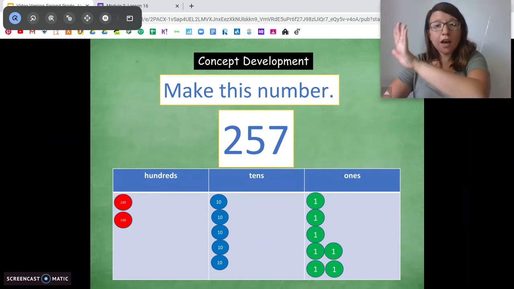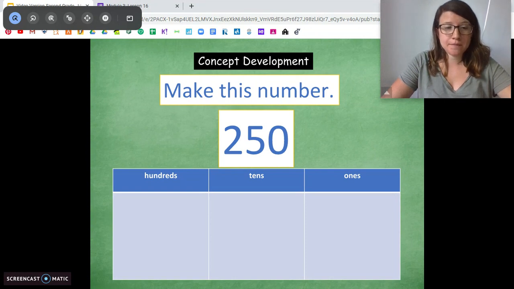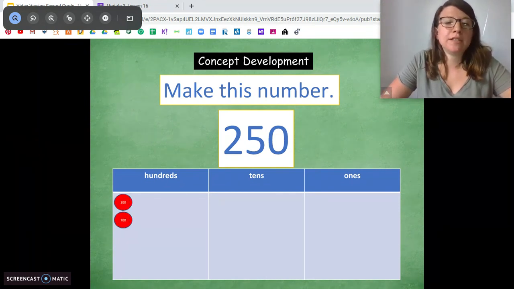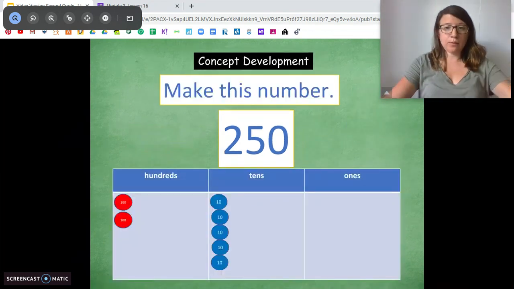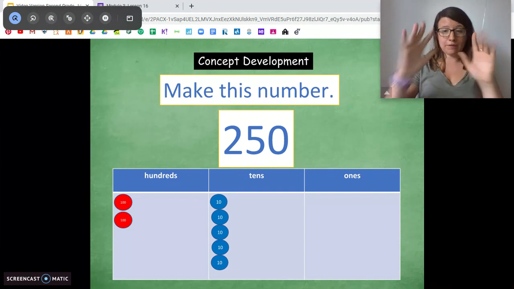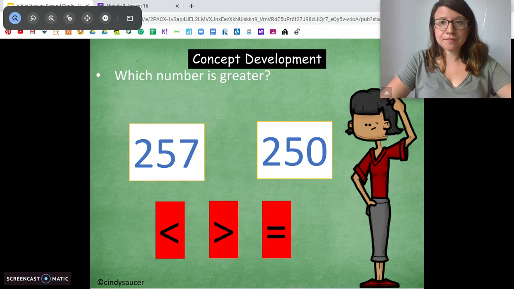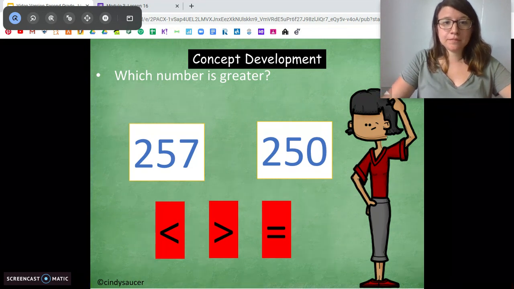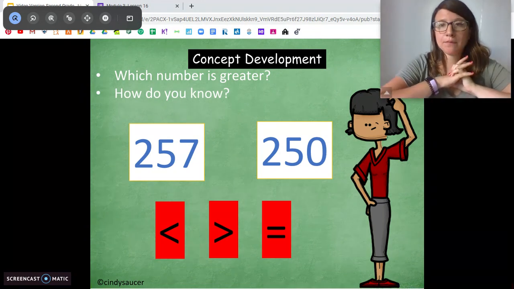All right. On your other place value chart, make the number 250. Pause and do that. Got it? So we should have 2 hundreds, 5 10s, and 0 1s. All right, so we have 257 and 250. Now, which number is greater? Very good, 257. How do you know that?